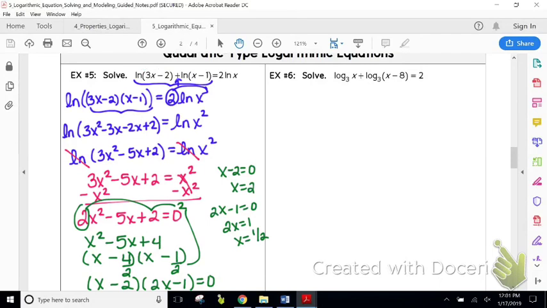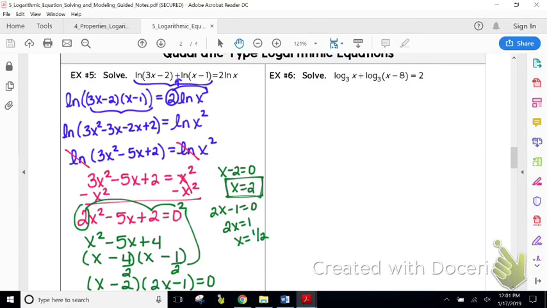So let's plug in 2 for the next one. 2 minus 1 is 1. Can I take the log of 1? Yes. Good, so that one works. And then over here, it's just 2, so can we take the log of 2? All right, so 2 is definitely an answer, so I'm going to box that.